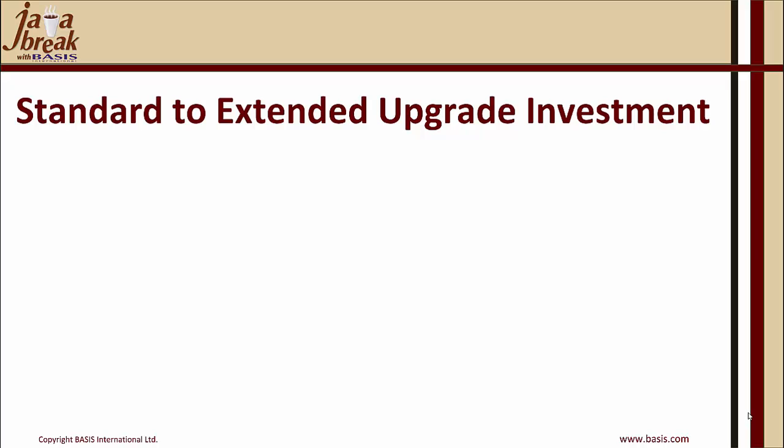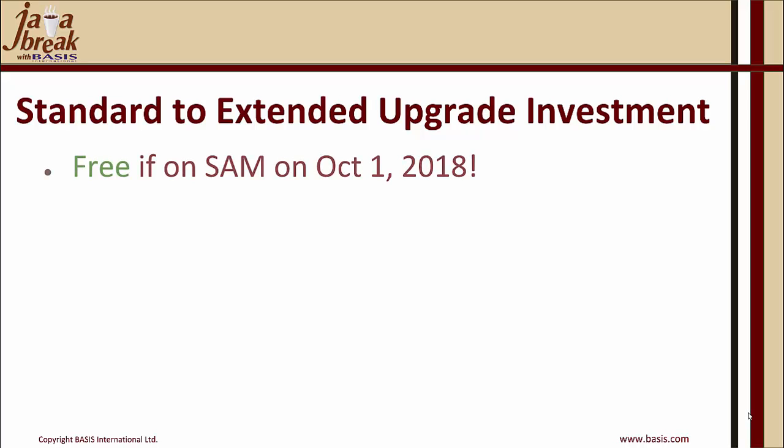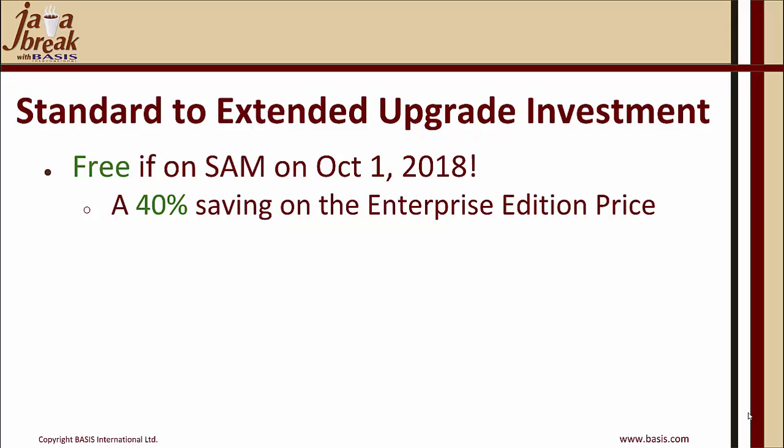What about the Standard to Extended Edition upgrade? Well, Basis is making a very significant investment to help you move across to the Extended Edition with significant savings. Firstly, it's free if you're on SAM on October 1st, 2018 with your Standard Edition. That's a 40% saving on the Enterprise Edition price.